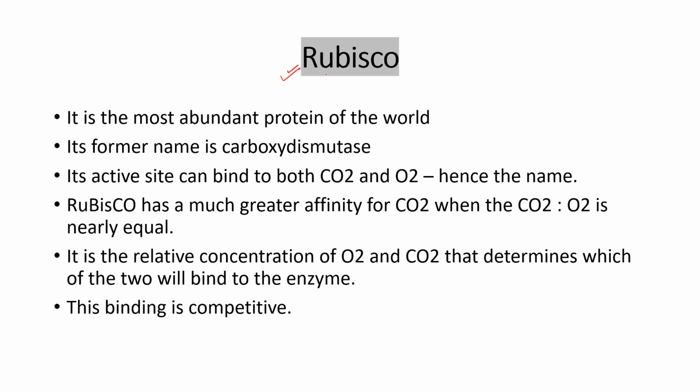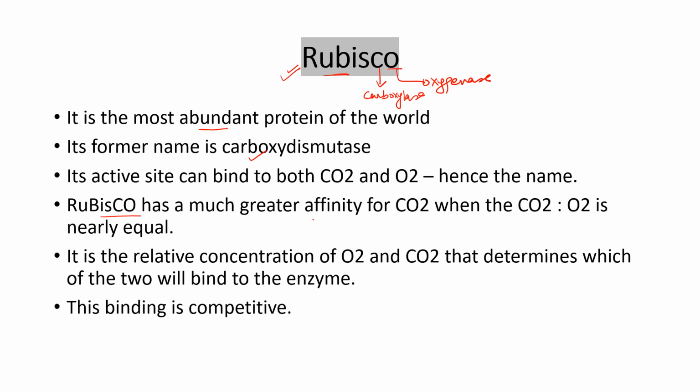This is the enzyme which is going to catalyze the reaction, and it is the most abundant protein. Earlier, its name was carboxydismutase. This enzyme is called Rubisco because it has carboxylase activity and it has oxygenase activity also. It has affinity for both, but binding is competitive.